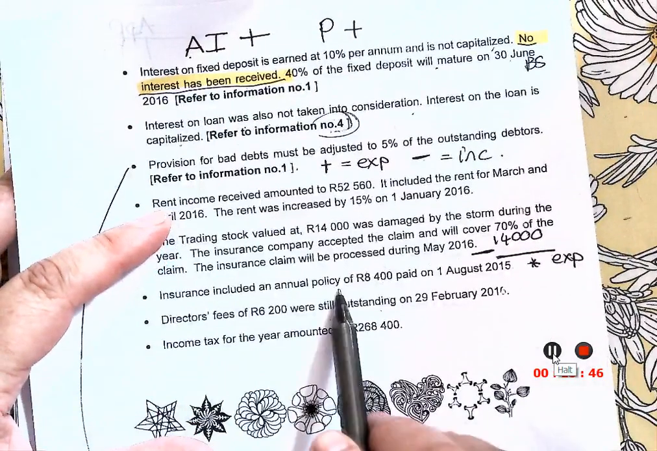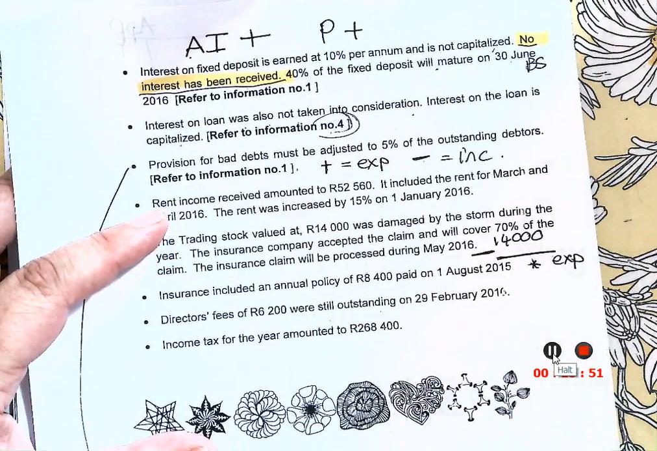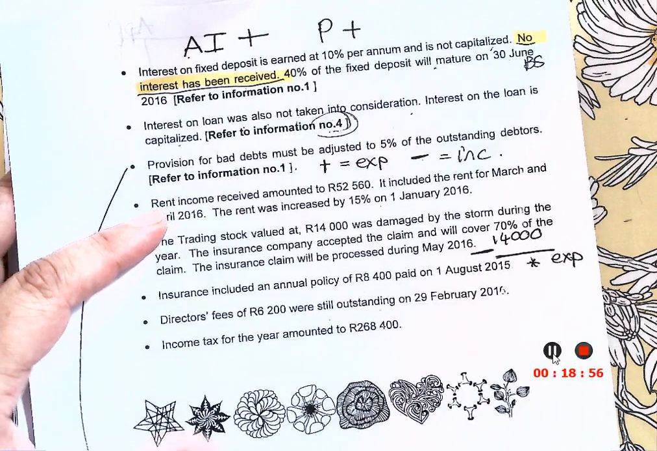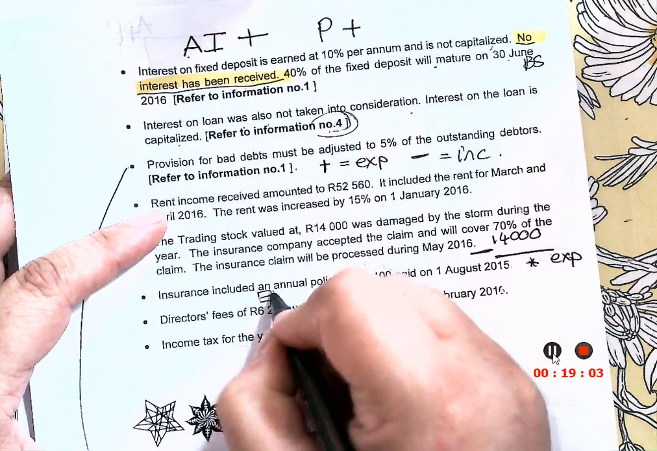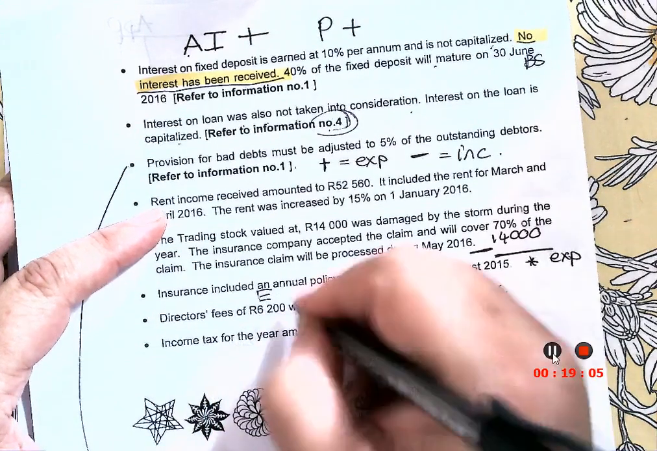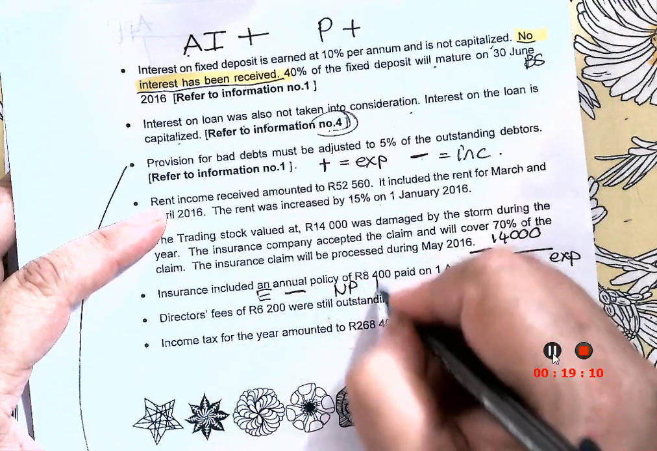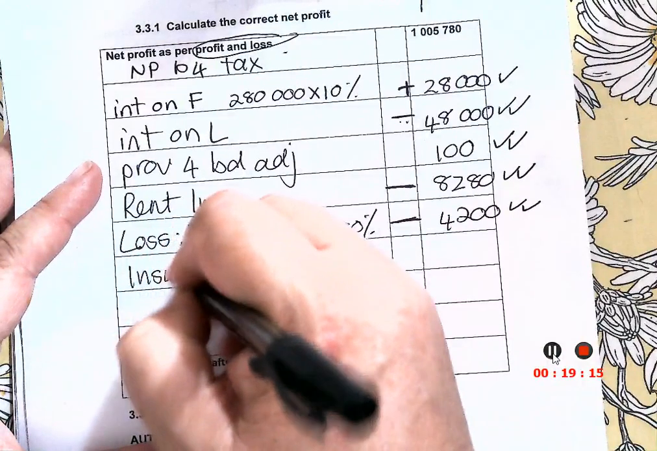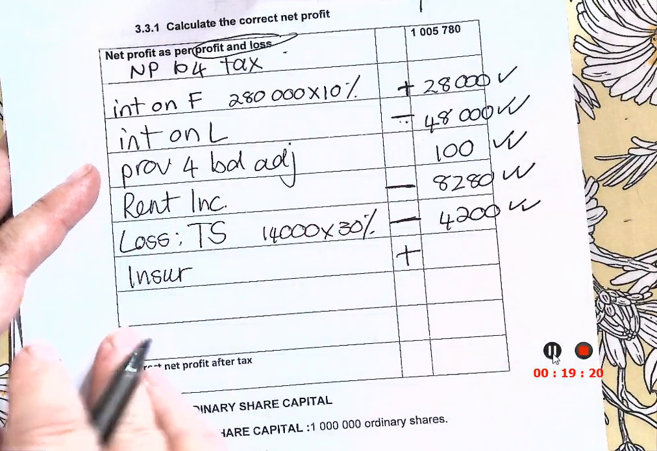Everybody at next one. Insurance included an annual premium. Can you see once again here? Insurance was already taken into account. They just forgot to subtract the prepaid expense. So what's going to happen to my expense with prepaid? Plus or minus? Minus. And if the expense is minus, what happens to the profit? It's going to plus. So immediately before you calculate, you say insurance is going to plus. Okay. And how much will it plus?